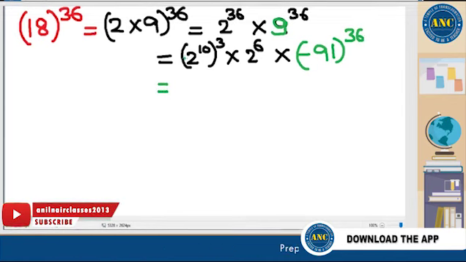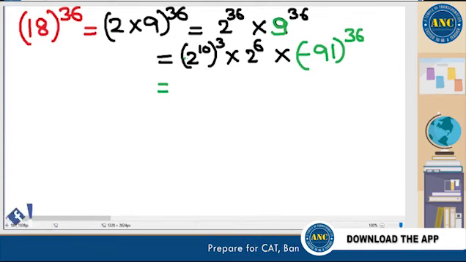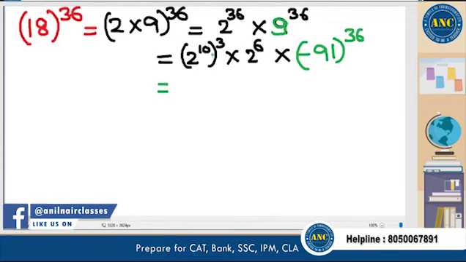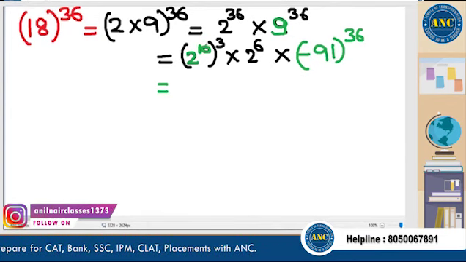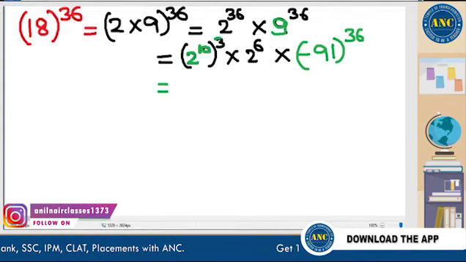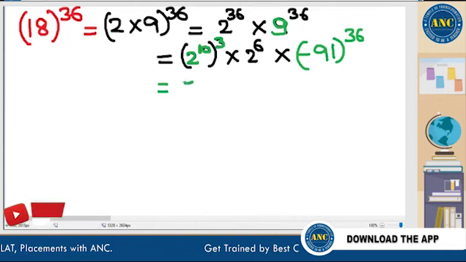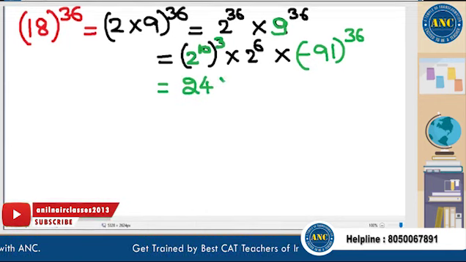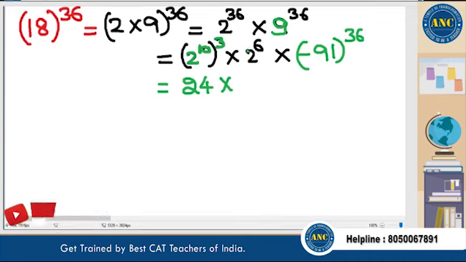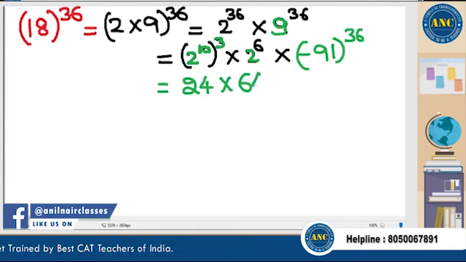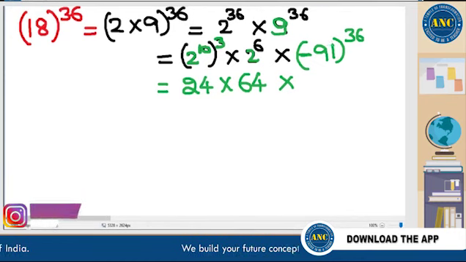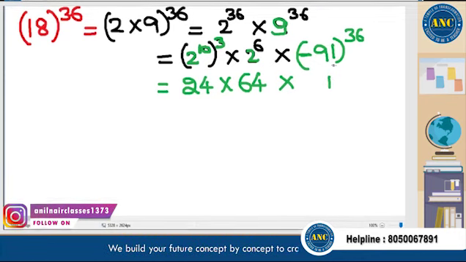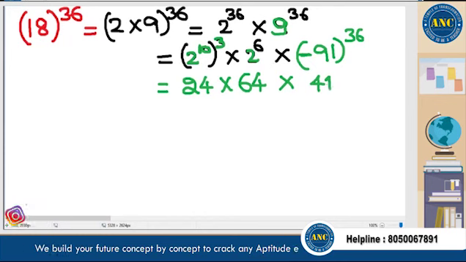Observe carefully. Some steps I might not write because I am sure that my students will understand without even writing that. 2 power 10 is 24. 24 power odd number, how much is it? 24 power odd is 24. Write down 24. 2 power 6 is 64. Write down 64. Minus power even is positive. 1 power any number is 1. 9 into 6 is 54. In 54 the unit digit is 4.